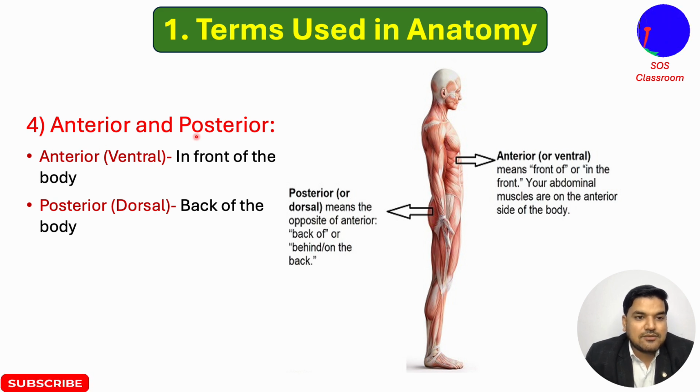Next is anterior and posterior. Anterior means in front of the body. You can see, in front of the body, anterior. Another name is ventral. And posterior or dorsal means the back side of the body. This back side of the body is called the posterior or dorsal surface. And anterior or ventral means in front of the body. So these are the medical terms.